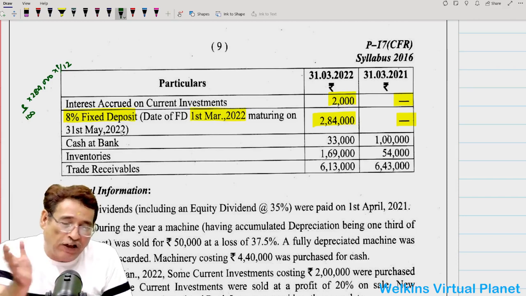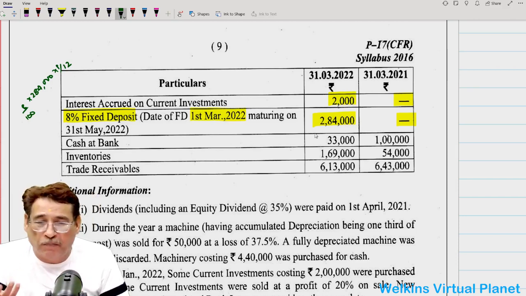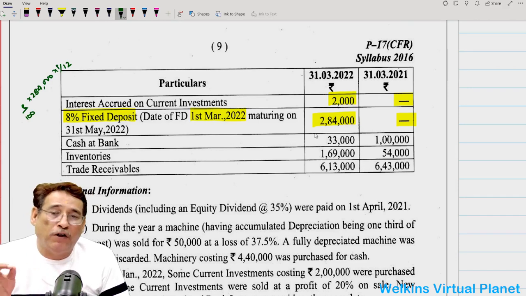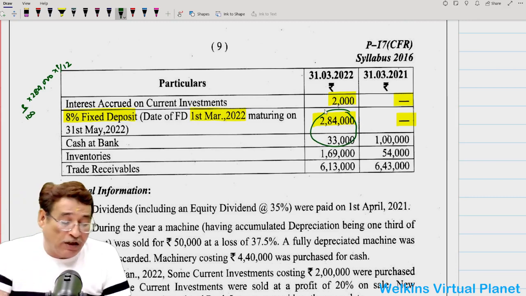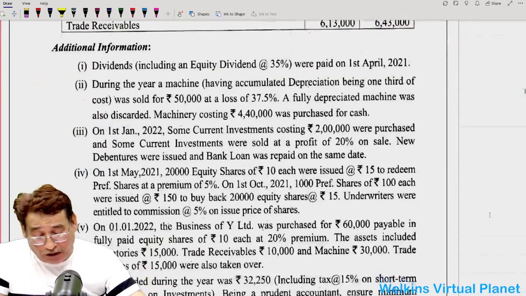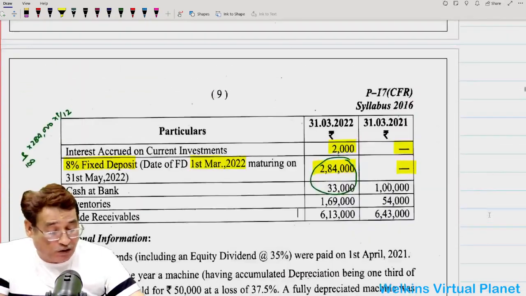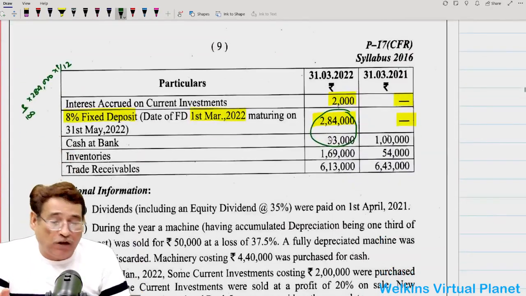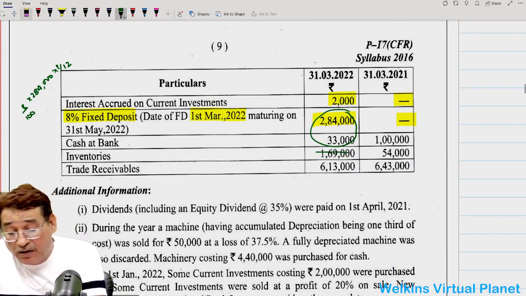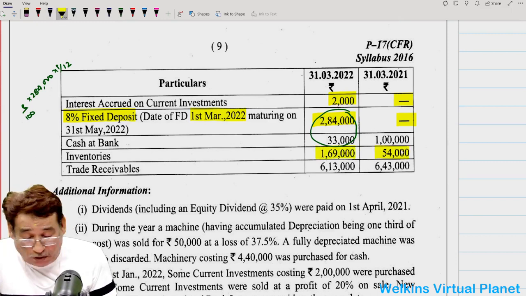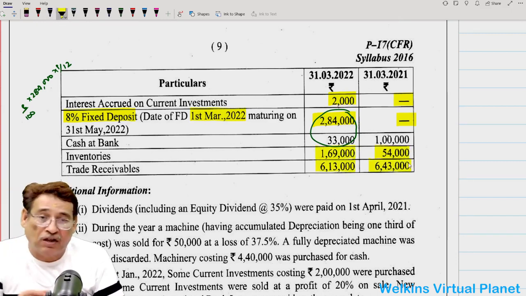Honestly speaking, within a flick of a second, I can tell you what your closing balance of cash is. Correct? Because one of the questions is: what is the amount of closing balance? You simply add this and this item. You will get your answer 3,17,000. It must be 3,17,000. The answer is not available with me, but your closing balance of cash must be equal to 3,17,000. Within a flick of a second, you can tell. And then similarly, inventories are given to you: 1,69,000 and 54,000, and trade receivable 6,13,000 and 6,43,000.